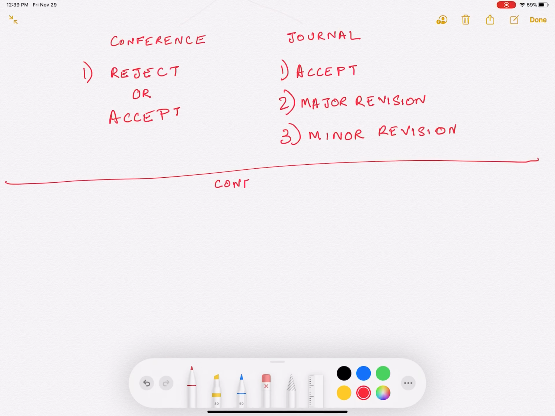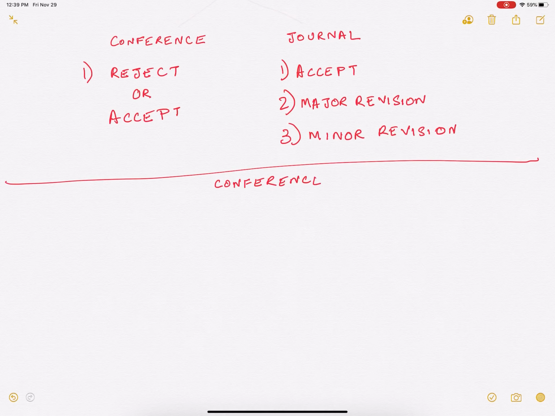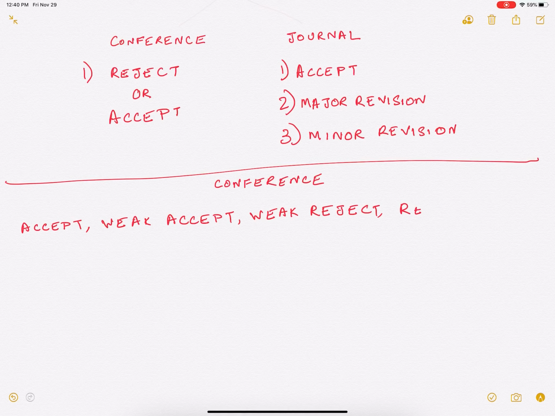So I'm just going to write this conference here. There are multiple options such as accept. So these are the ratings that you can give: accept, weak accept, weak reject, or reject. These are the ratings that the reviewer gives. And based on the collective set of reviews got from multiple reviewers, the conference chairs decide whether to accept the paper or reject the paper.